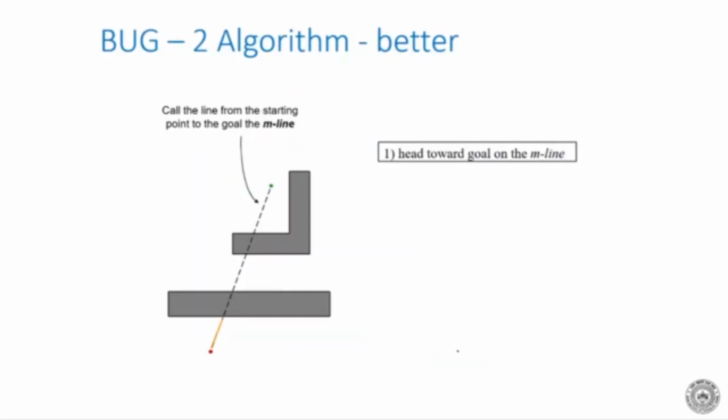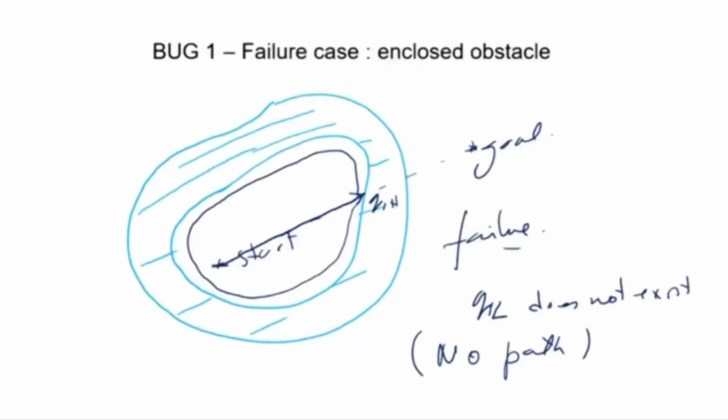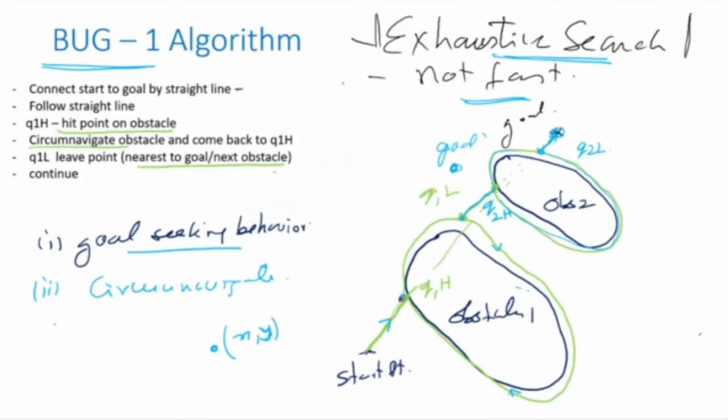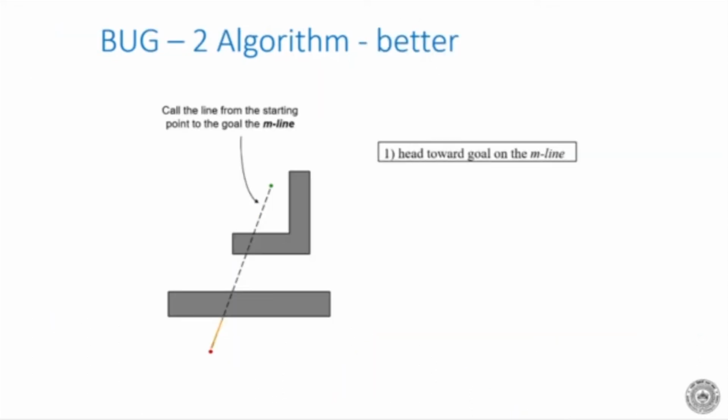Next, whenever we look at path planning algorithms like this, the thing that comes to your mind is: is there a better way of doing this? Is there a faster way? The faster way of doing this is the next one, which is called Bug 2. Now in Bug 2, what we have seen in the previous case is there is no need to really go round the obstacle all the time.